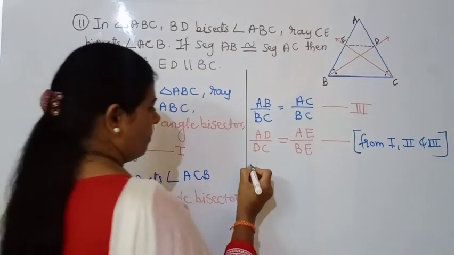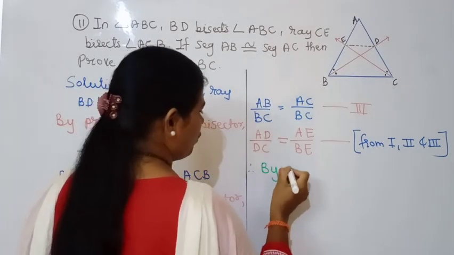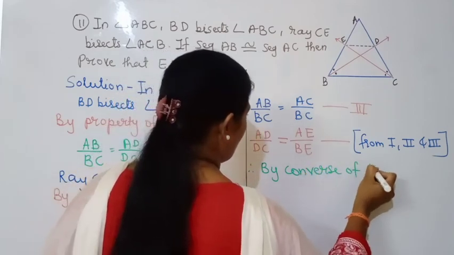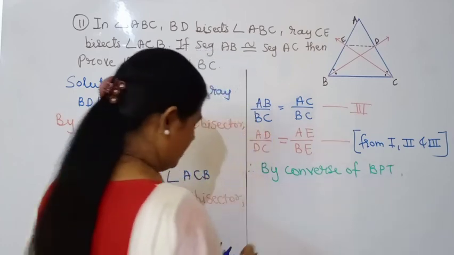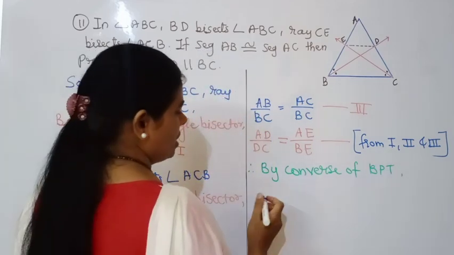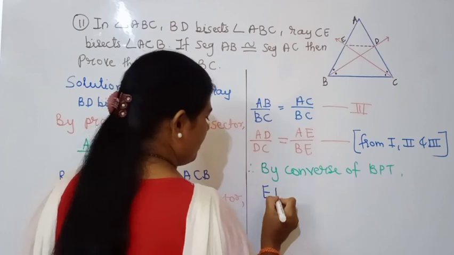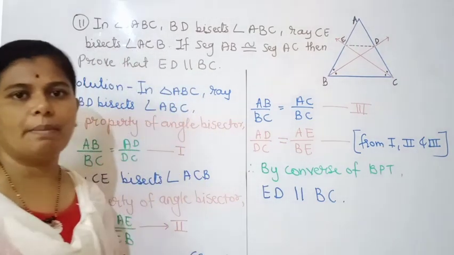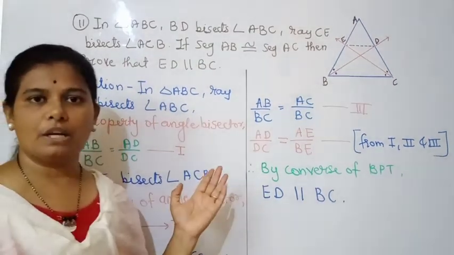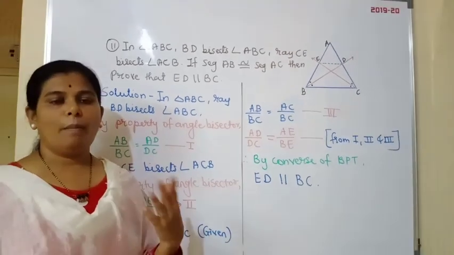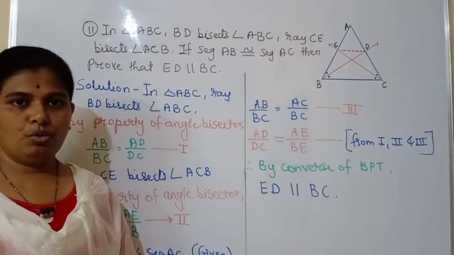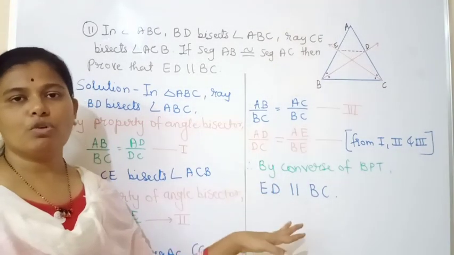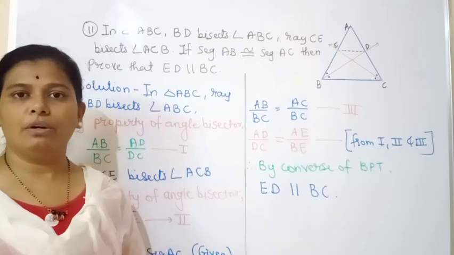So therefore by converse of BPT, we can say that ED is parallel to BC. Okay, got it all of you? Very simple it is. We have to take the bisector one by one. We have to write the ratio, make both the ratios equal, and we get the new ratio, and from this, by converse of BPT, we can prove that ED is parallel to BC.